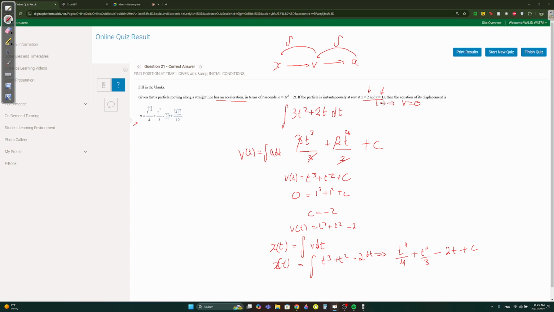X equals 2 and t equals 1. At t equals 1, v equals 0, right? And also at t equals 1, x equals 2. That's what they're trying to say. So that means if you substitute 1, you get x is 2. So x of 1 is equal to 2.